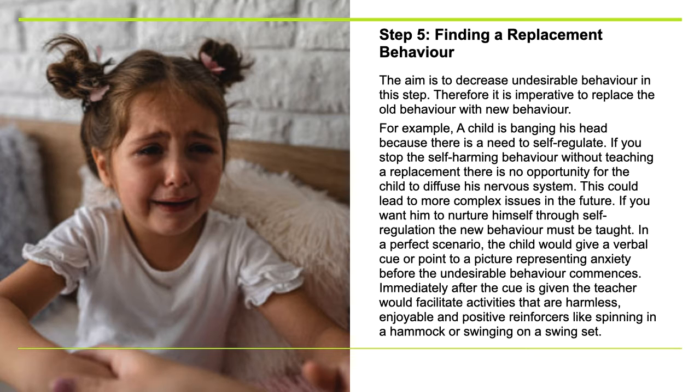If you want him to nurture himself through self-regulation, the new behavior must be taught. In a perfect scenario, the child would be given a verbal cue or point to a picture representing anxiety before the undesirable behavior commences. Immediately after the cue is given, the teacher would facilitate activities that are harmless, enjoyable, and positive reinforcers like spinning in a hammock or swinging on a swing set.